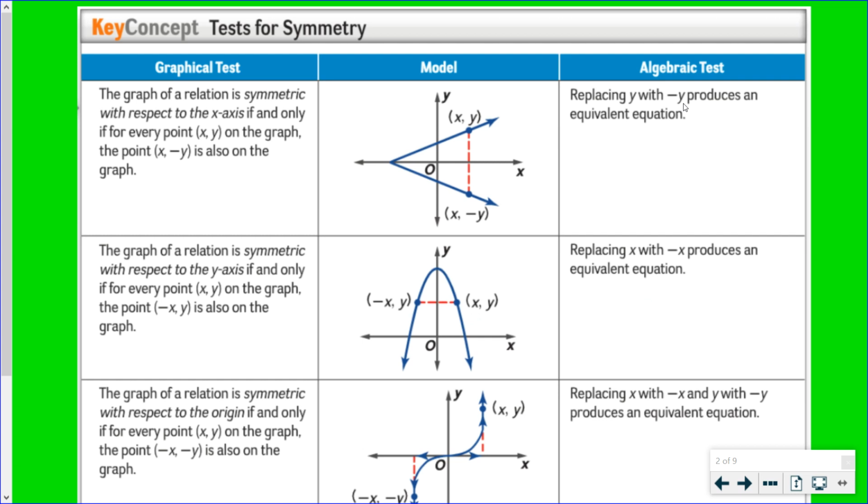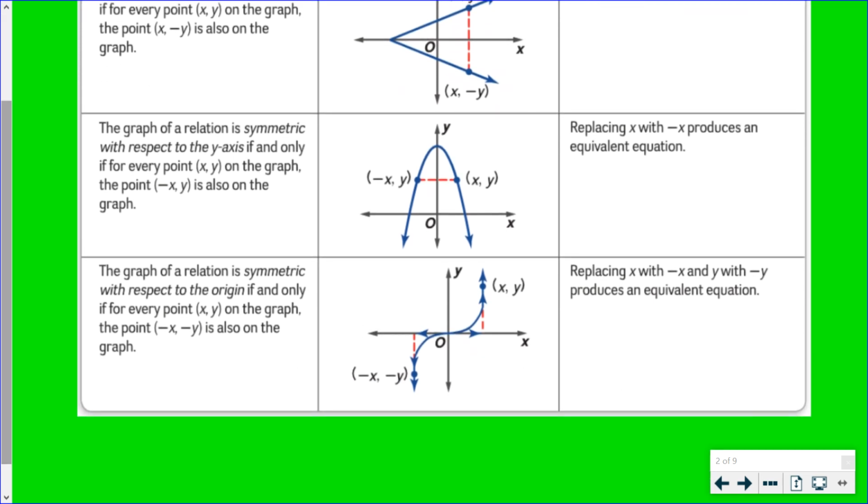And our final type of symmetry is symmetric with respect to the origin. So this image here, if I first reflect it across the y-axis, and then take that image and reflect it across the x-axis, these guys would be mirror images. Or if I took it and I folded it along this line here, they should be mirror images.